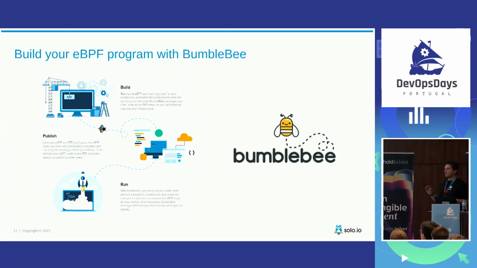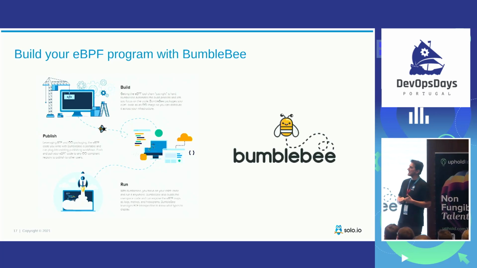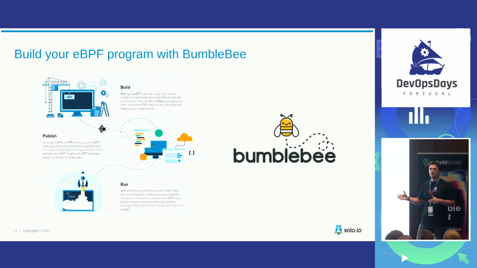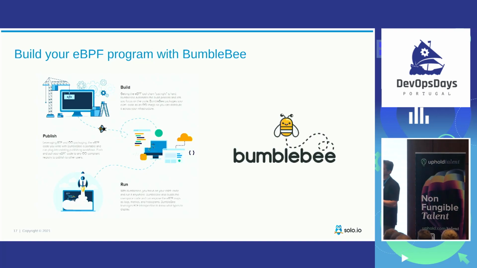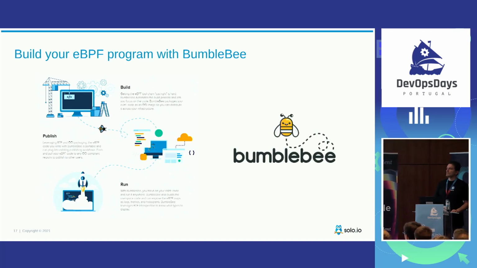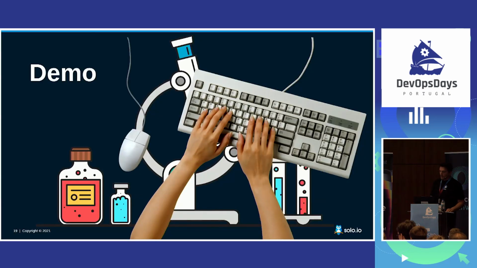Bumblebee is a small binary that allows you to write only the kernel code and build it as an OCI image, meaning that you can publish it in Docker Hub, share it with everybody else, and build tools which are making use of eBPF. As well, you can run it, and another benefit is that you expose this information as Prometheus metrics, so you can easily integrate it with your observability platform. So with that, we go to the demo.